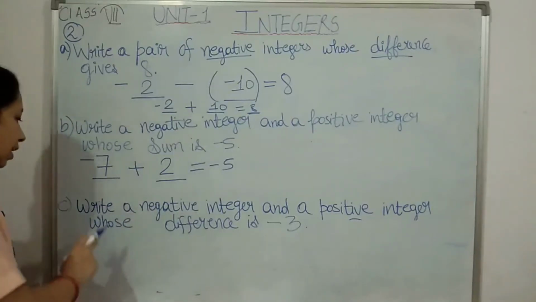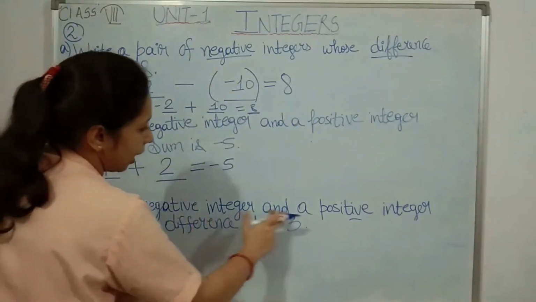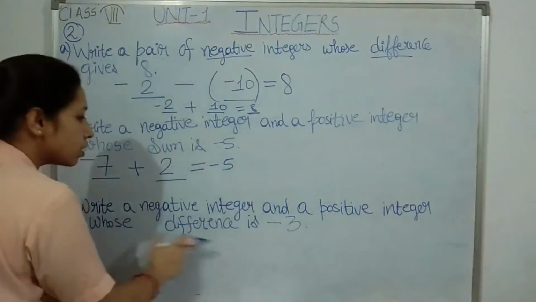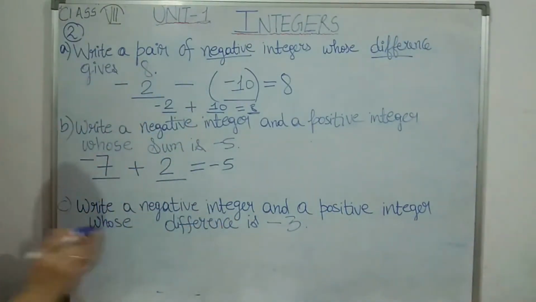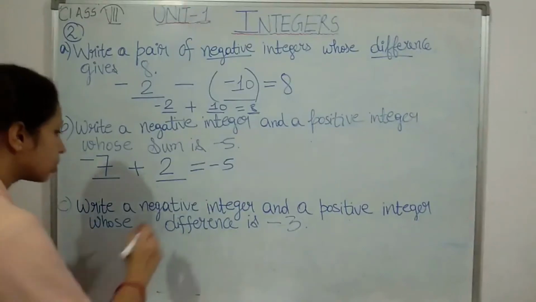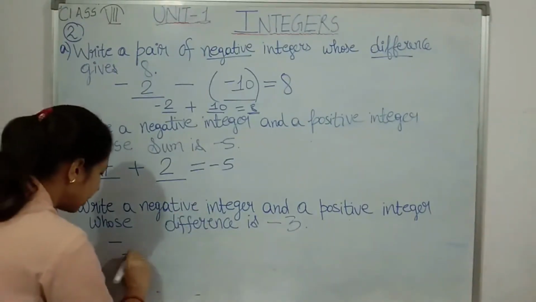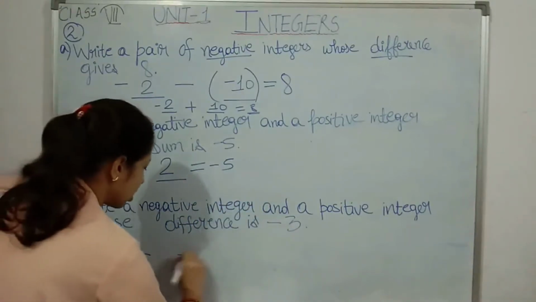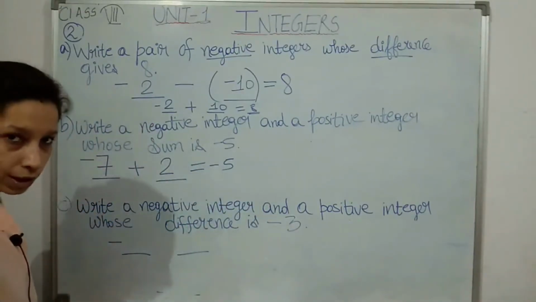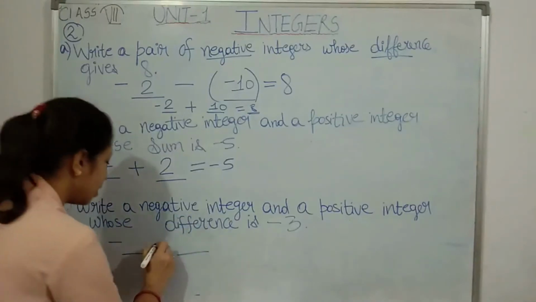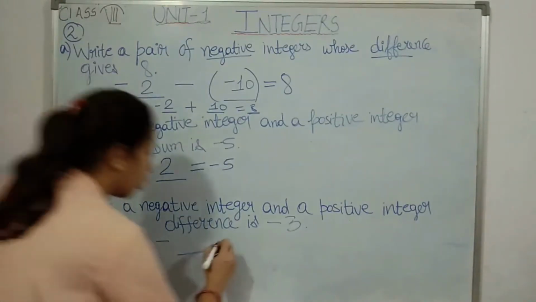Okay, next point, C point, write a negative integer and a positive integer whose difference is minus 3. No problem, again first we will use the logic. Negative integer, so you are going to put minus sign, then a blank and a positive integer. Second blank for a positive integer students. Whose difference means I am going to subtract again, and what will be the result?